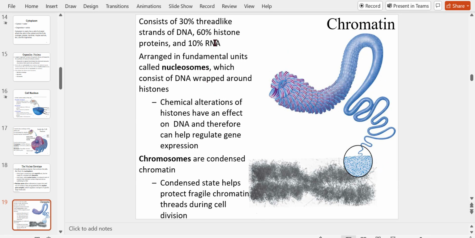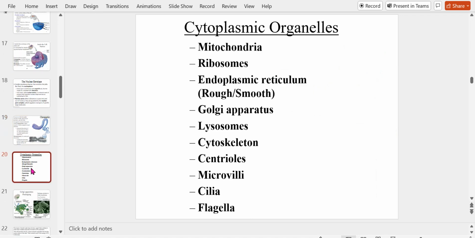So 30% DNA, 60% histones, and 10% RNA. Arranged in fundamental units called nucleosomes, which consist of DNA wrapped around the histone. Okay, that's called a nucleosome. Chemical alterations of histones have an effect on DNA and therefore can help regulate gene expression. Chromosomes are considered chromatin. Condensed state helps protect fragile chromatin threads during cell division. Okay? Good.